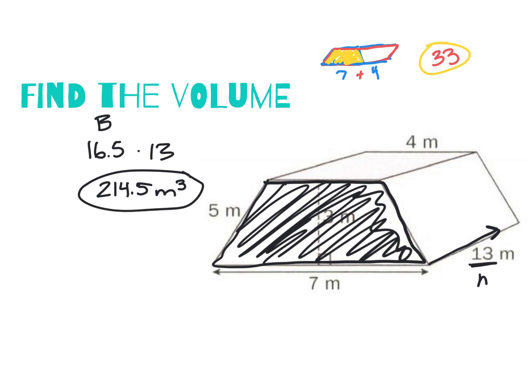Okay, so what did we do on all 3 of these examples? We found the base. For this one, it was a trapezoid. We found the area of that base, and then we found the other dimension that we didn't use yet, going the opposite way. We call that the height, and we multiply those together.